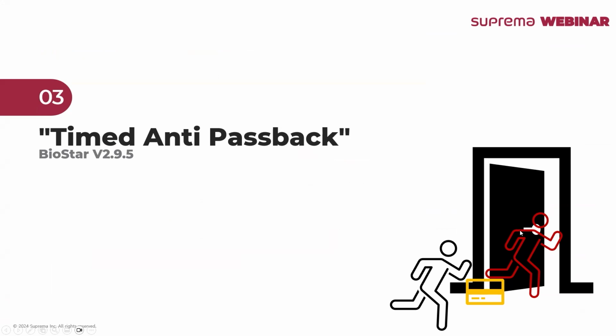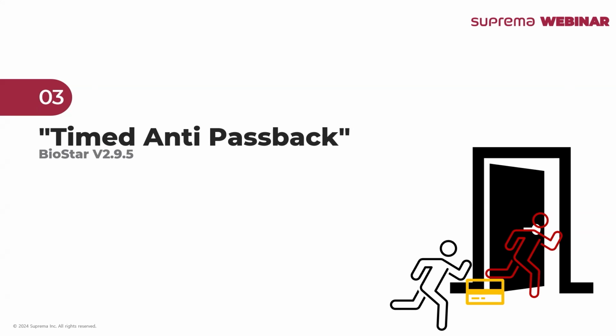Let's say there are 2 people, person A and person B. Person A is the red person, in the red line. Person A enters the door using person A's card and passes the card to person B. When this new feature, timed anti-passback, was not applied, person B still could access the door using person A's card that had been used for authentication previously.